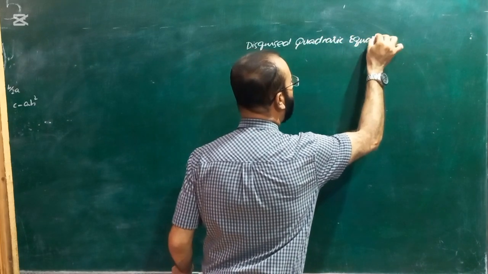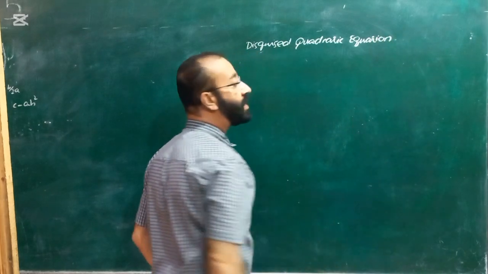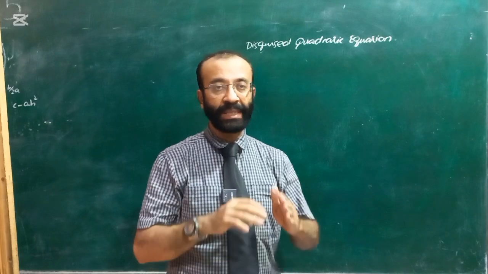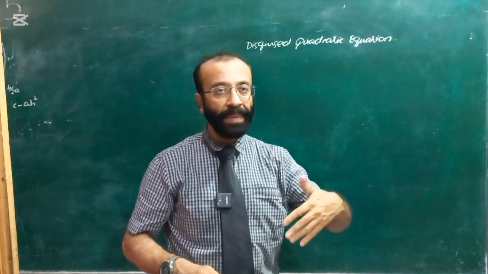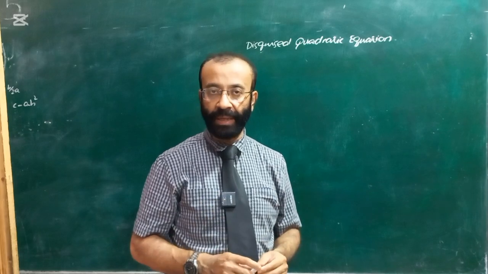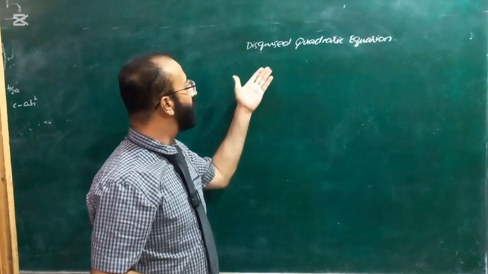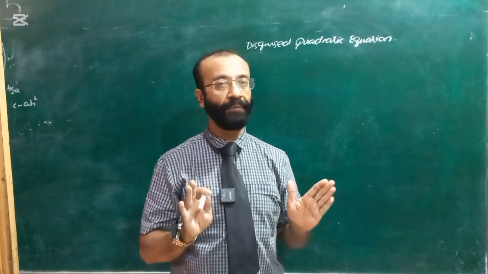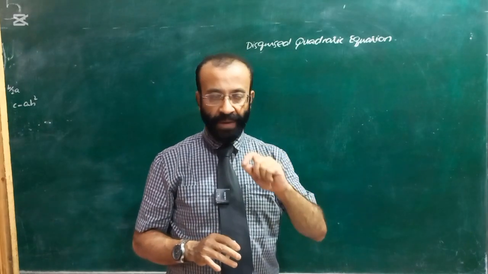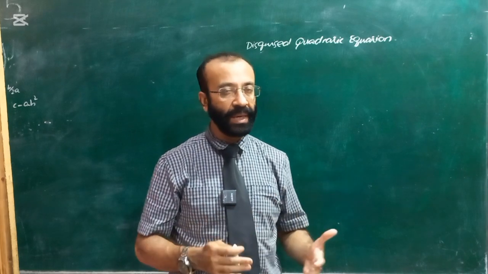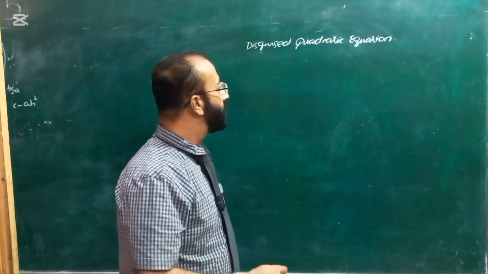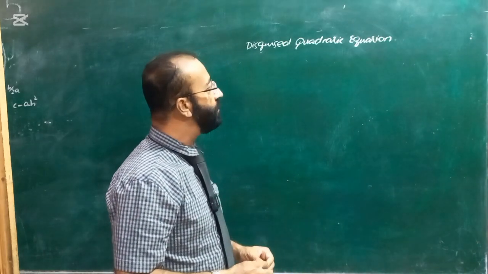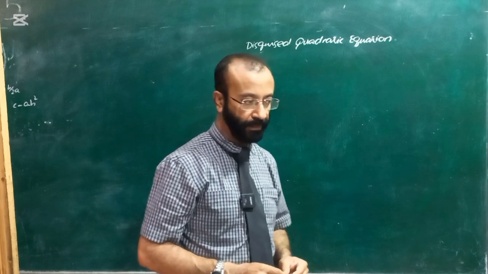These kinds of equations don't seem like quadratic equations apparently, but when we simplify the equations, they become quadratic. So listen again. These equations, which are called disguised quadratic equations, don't seem like quadratic equations apparently, but when we simplify them, they become quadratic equations. Here are some types of disguised quadratic equations, and we are going to solve them one by one.